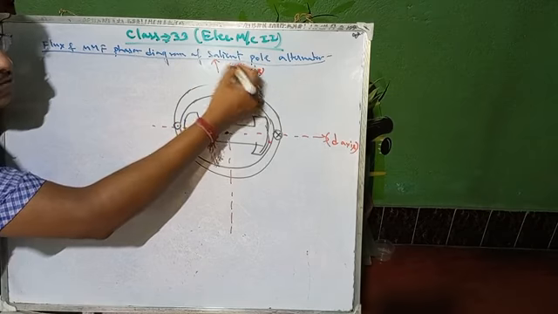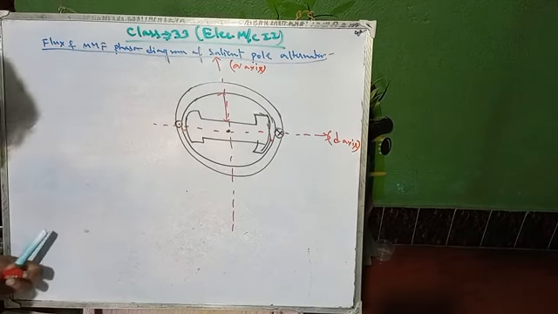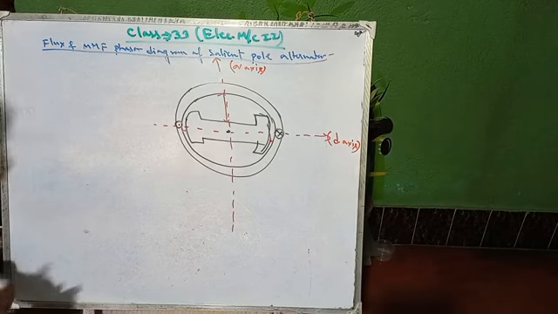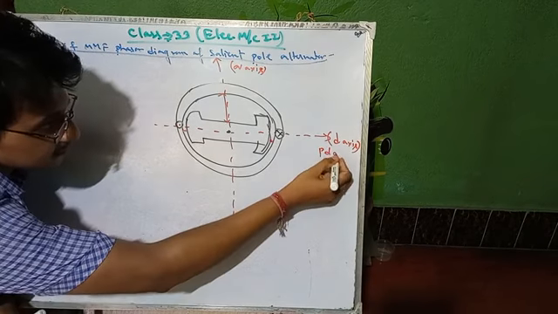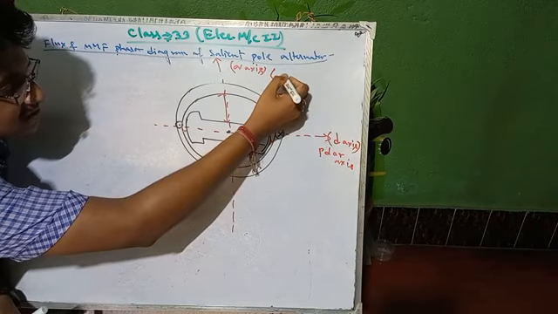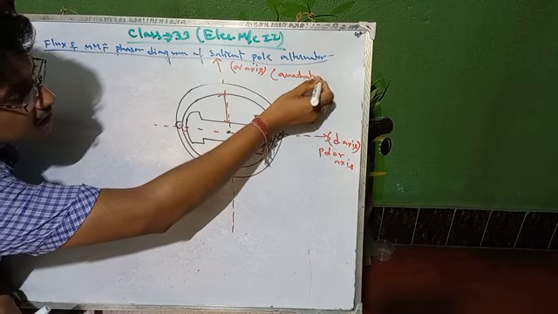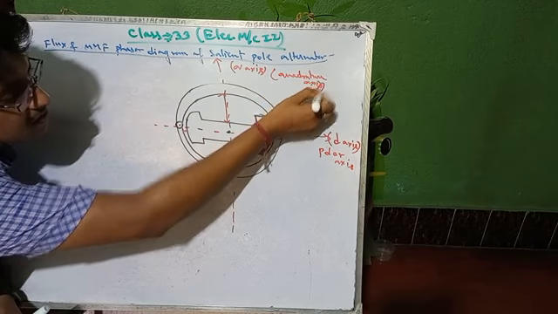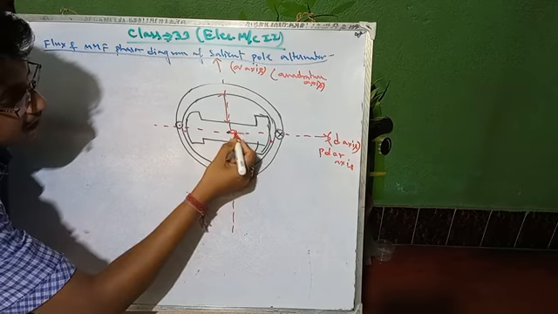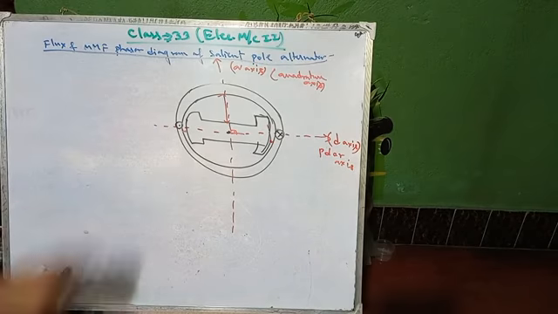The D axis is called direct axis. Another name of it is polar axis. And the Q axis is called quadrature axis, which is at right angles to the D axis. The angle in between these two axes is a right angle.